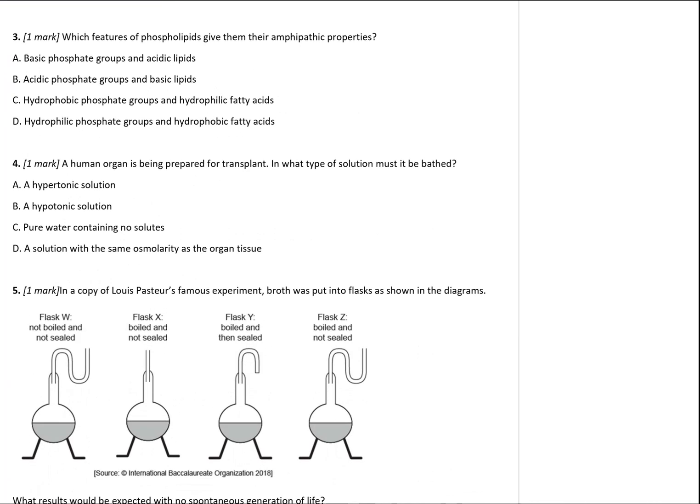So what features of phospholipids give them their amphipathic properties? The amphipathic property of the phospholipids is where you have a hydrophobic tail and a hydrophilic head. So basic phosphate groups and acidic lipids, no. Acidic phosphate groups and basic lipids, no. Hydrophobic phosphate groups, no. And hydrophilic phosphate groups and hydrophobic fatty acids, yes. So our answer there is D.